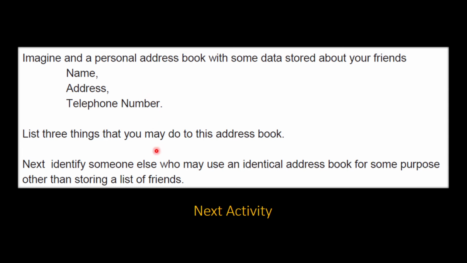Now what we are supposed to do is list three things that you might do with this address book. And the second objective is that you need to identify someone else who might use this identical address book, but not for the same purpose, like not for storing your friend's name and address, but for some other different purpose. We will take some 5 to 10 seconds to think about it. Meanwhile, I'll think about my own version of it. I'll come back to you.